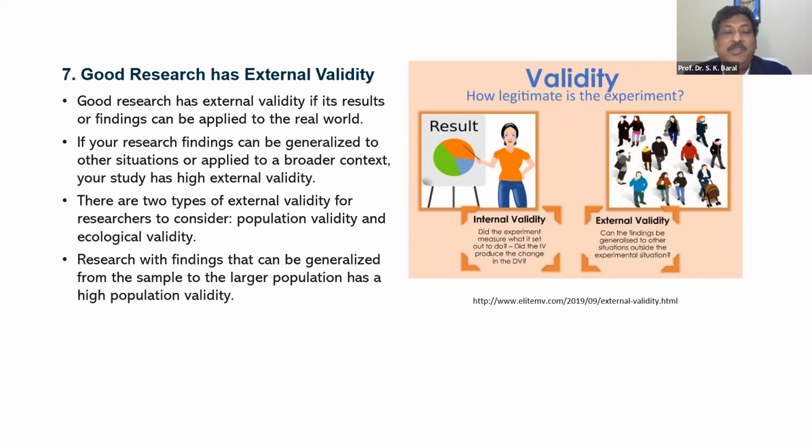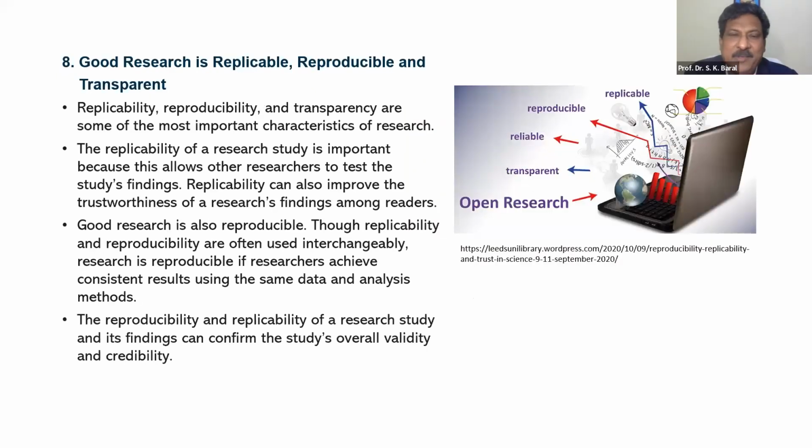If the real world cannot follow our research, and they cannot take our research, they will never study our findings, then what is the validity of our results and our findings? And the eighth good quality is that good research is always replicable, reproducible, and transparent. You see, these are the most important three qualities and characteristics of research.